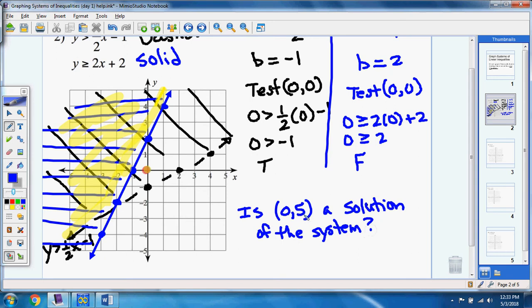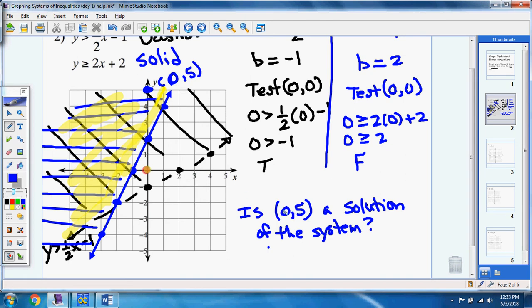So solution of the system means it's in the area of solution. Let's look at (0, 5). Again, (0, 5) starts at the origin, not moving left or right, but going up 5 spaces. And (0, 5) would be right here. So according to your area of solution, is this point (0, 5) a solution? Well, it's in the double shading, it's in the highlighter area, so therefore it would be a solution.